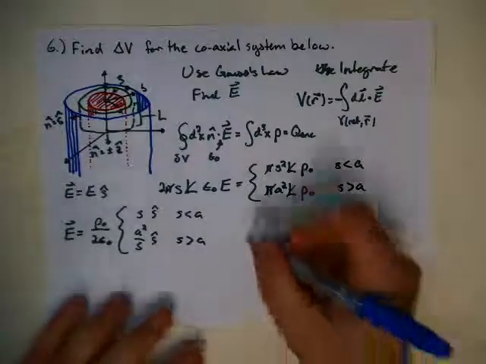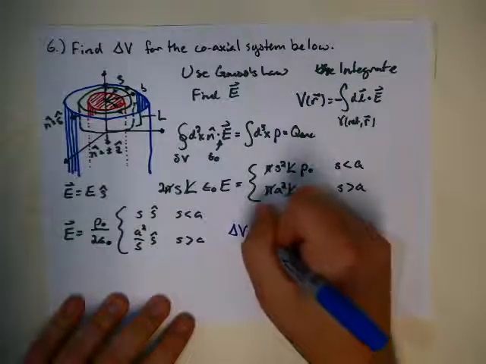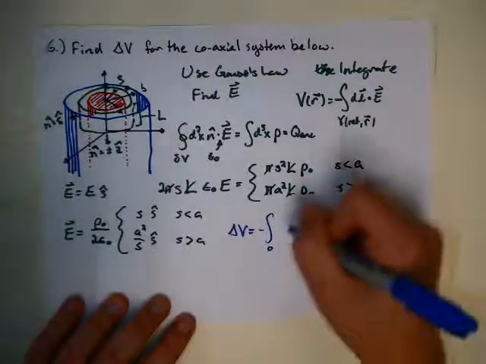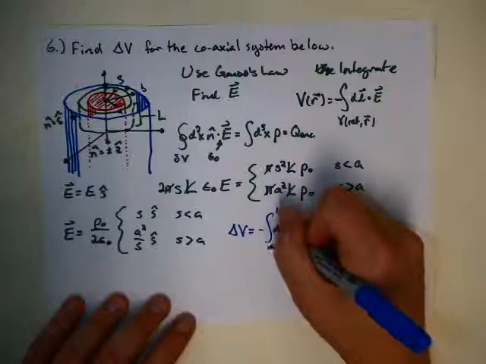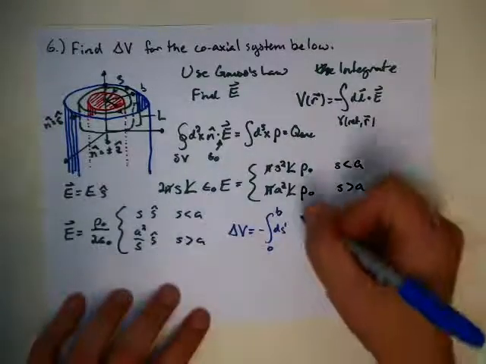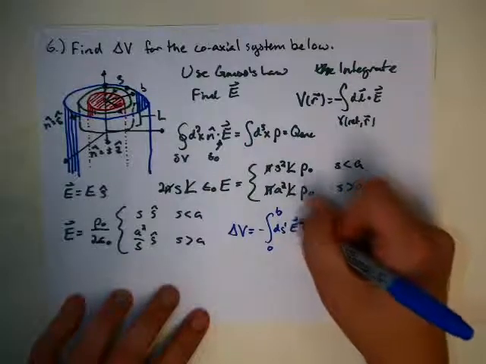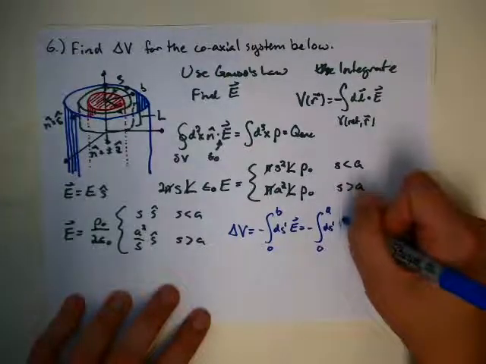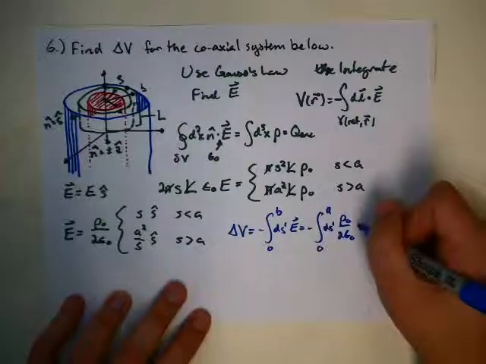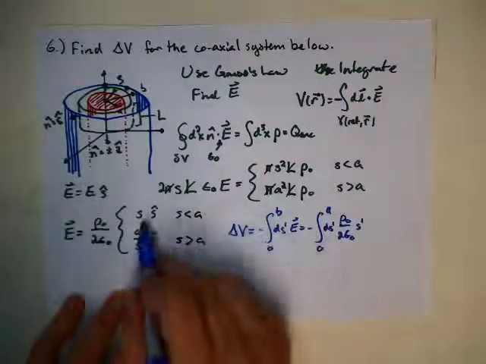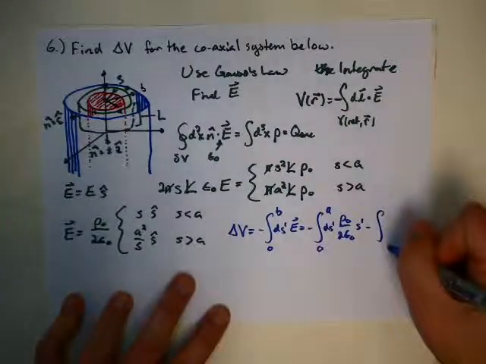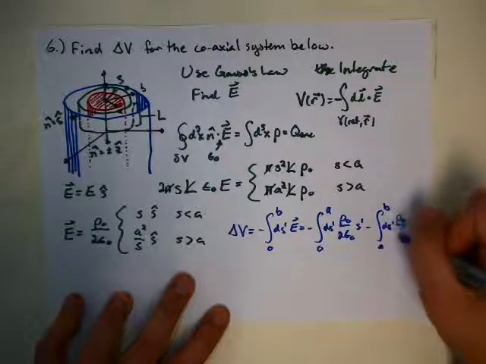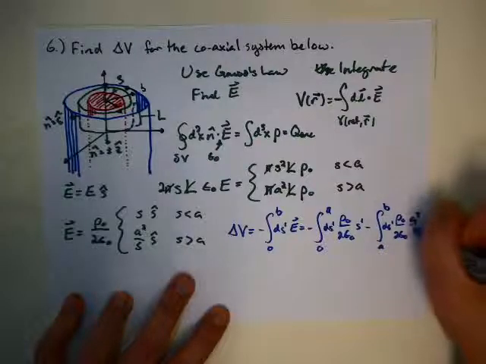The potential difference, delta V, is going to be minus the integral from 0 to radius B of ds prime of this electric field E, which we're going to break into two parts: minus the integral from 0 to A of ds prime rho naught over 2 epsilon naught times s prime, for s less than A, minus the integral from A to B of ds prime rho naught over 2 epsilon naught times A squared over s prime.